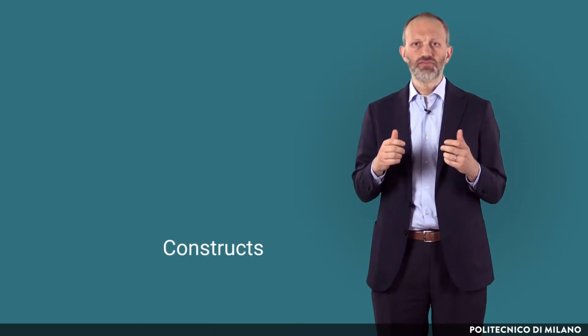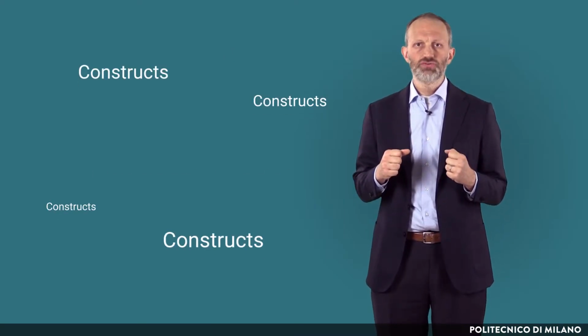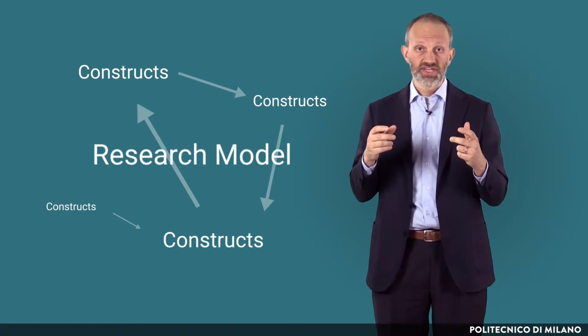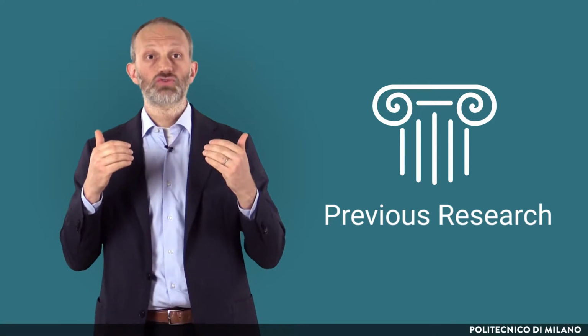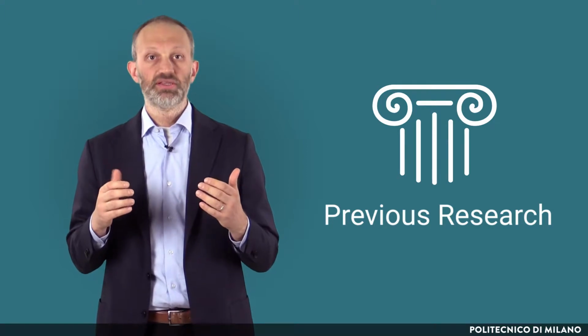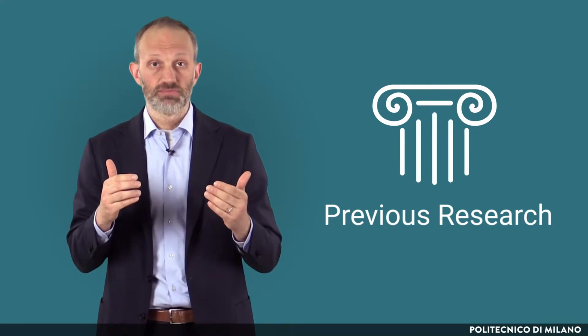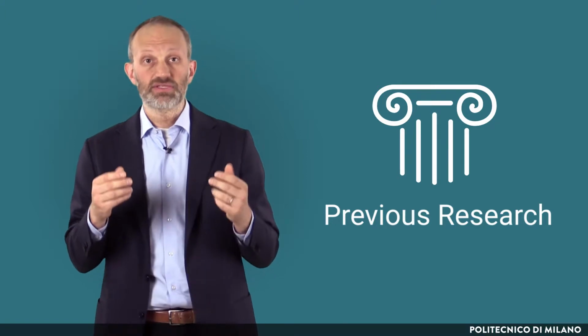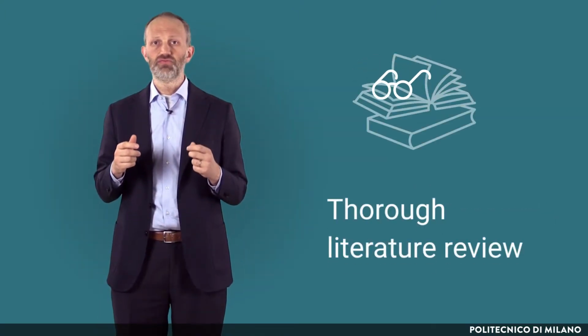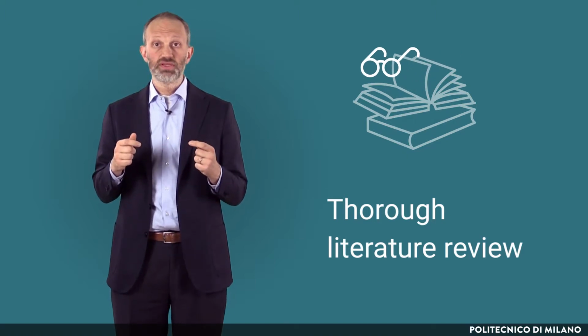In addition to the identification of the main constructs, the research model should include also the relationships among them, which we want to investigate. Again, it is crucial to build upon previous research to make sure we are exploring relationships that are meaningful and relevant, that maybe have already been proposed by previous works, but not yet tested empirically or tested in a different context.